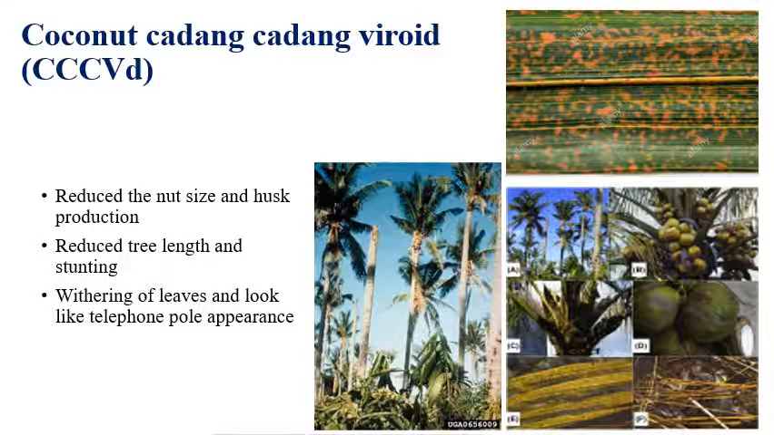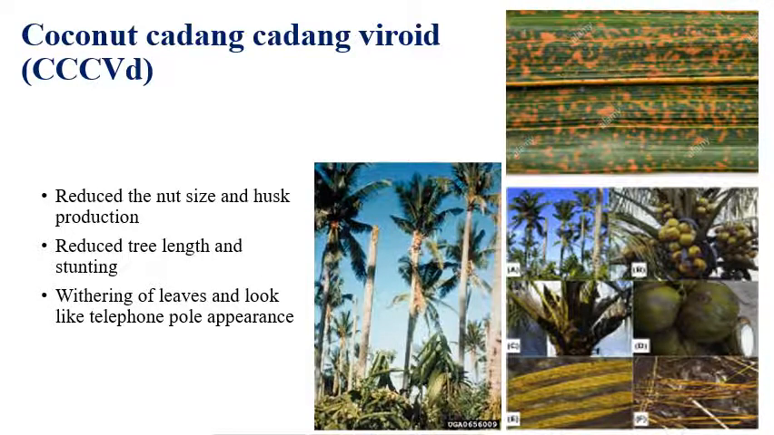The most diagnostic, prominent and important symptom that can be observed for coconut kadang kadang viroid is withering of leaves, and the infected plant looks like a telephone-like appearance. We can see here the infected plants, the leaves all get withered. There are no leaves left here, and this plant looks like a telephone. That is the most prominent and diagnostic symptom of coconut kadang kadang viroid.